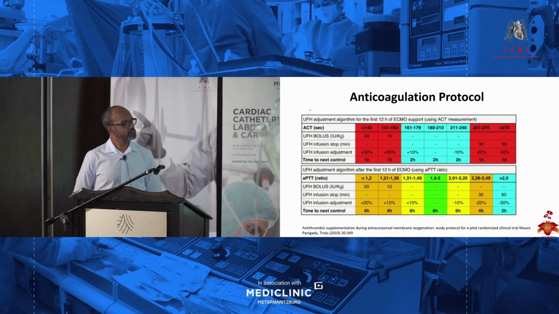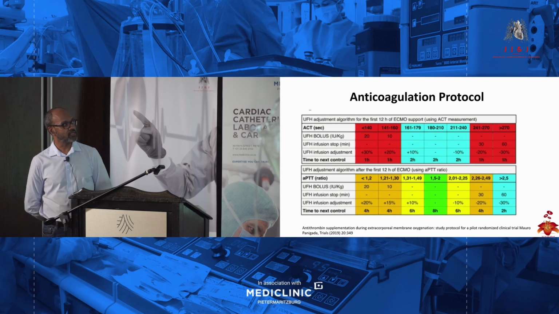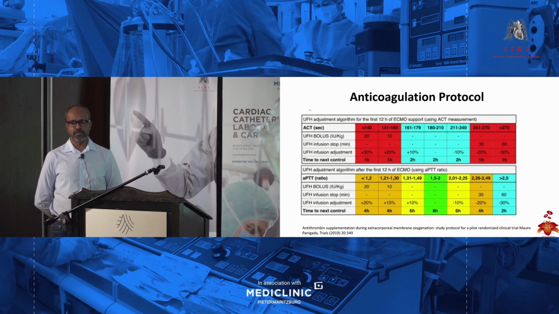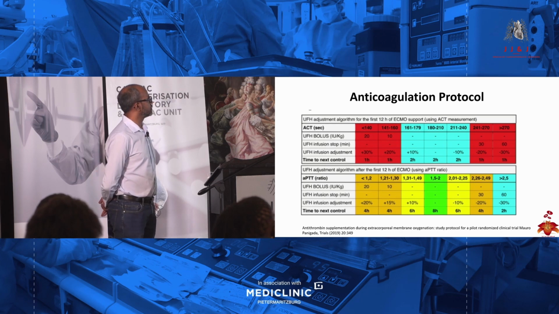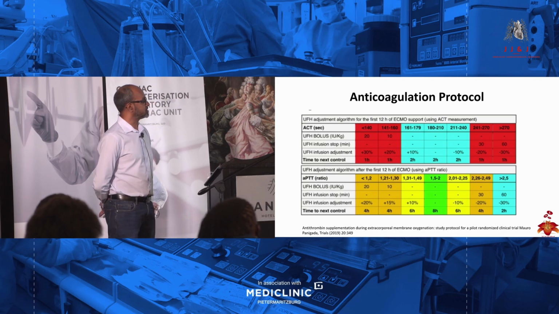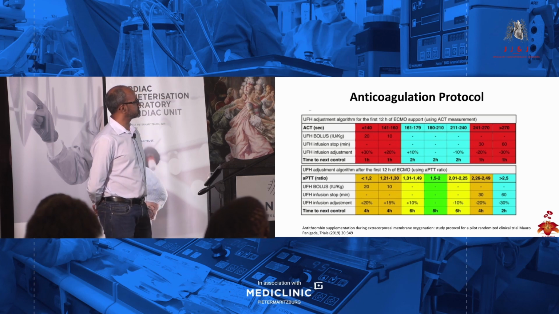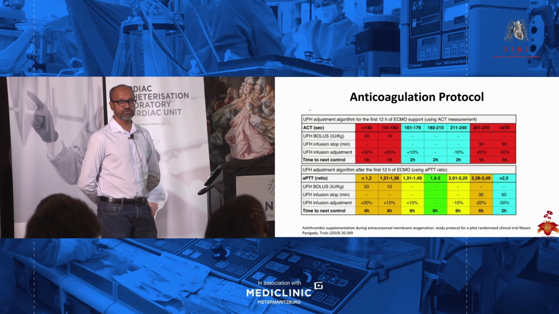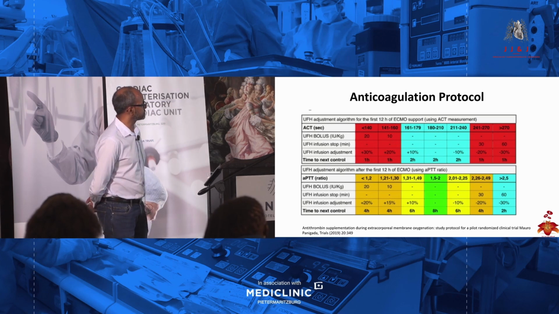So this is an anticoagulation protocol that I use, and it was published in 2019, and it very quickly helps us adjust the dose of heparin infusion, whether we're looking at ACT or APTT, and try and keep the patient within an acceptable range. And it also tells us how frequently we need to monitor once we make a change in the anticoagulant dose. Next slide.